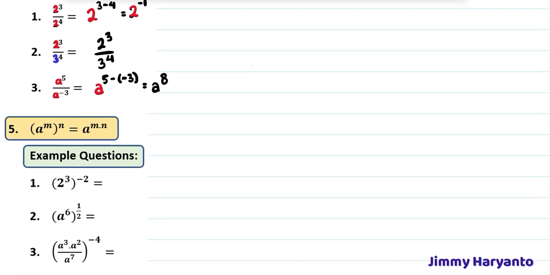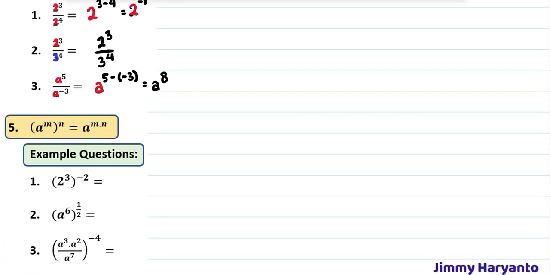Next, example 5. Not example 5, the fifth property. A to the power of m n equals a to the power of m times n. So basically, you only have to multiply this. Yeah. So 2 to the power of negative 6 for this one. And then when you multiply this, you'll have a to the power of 3.